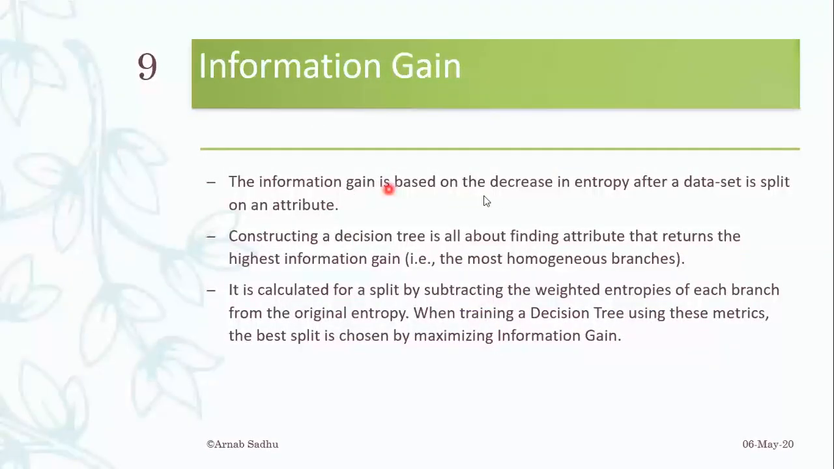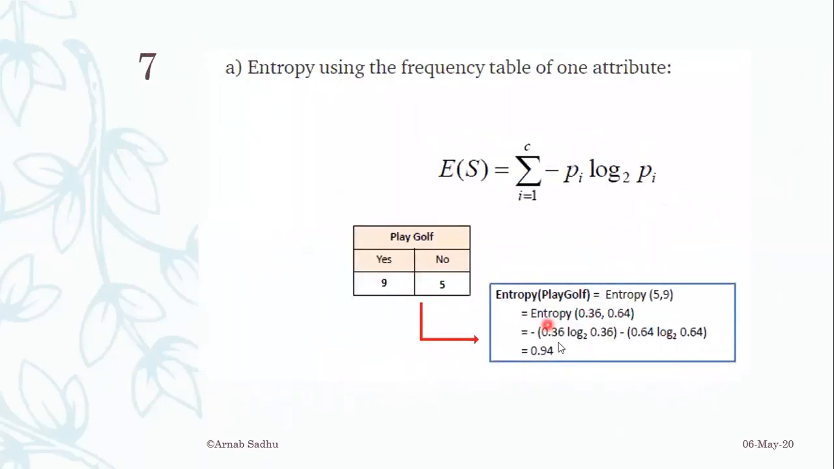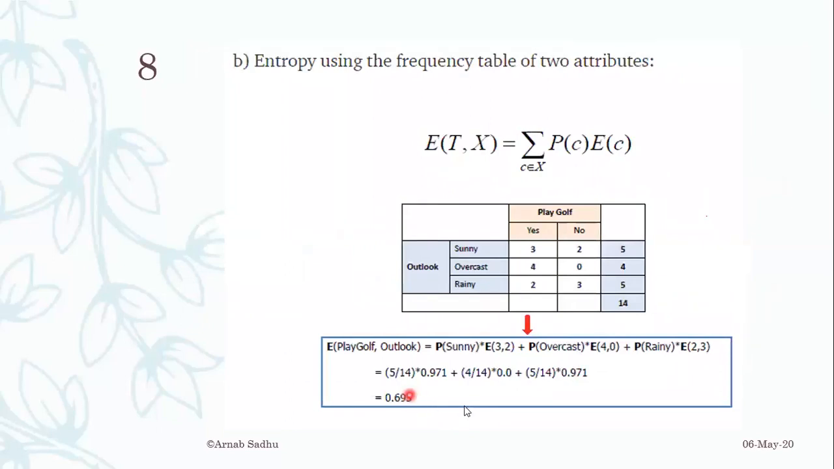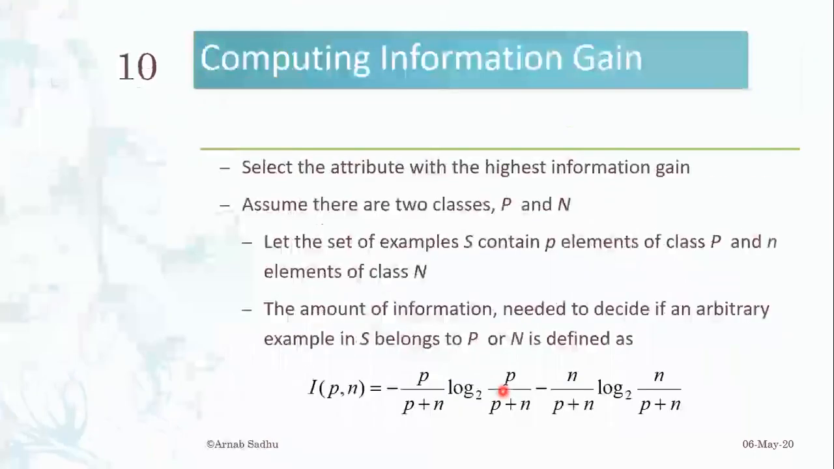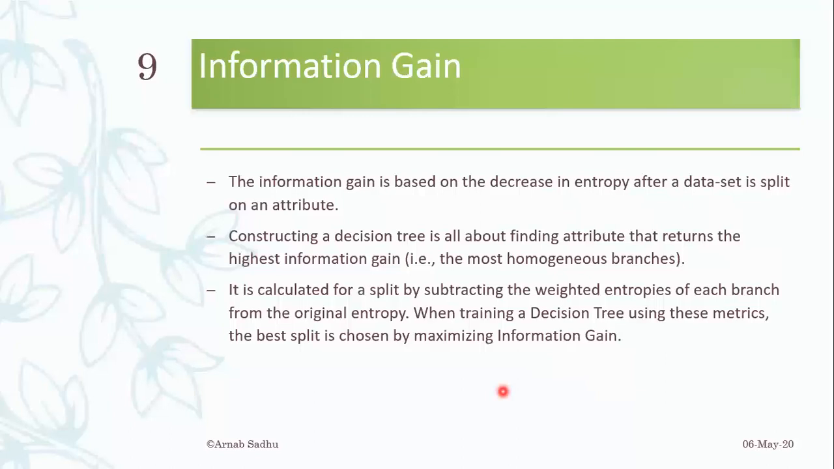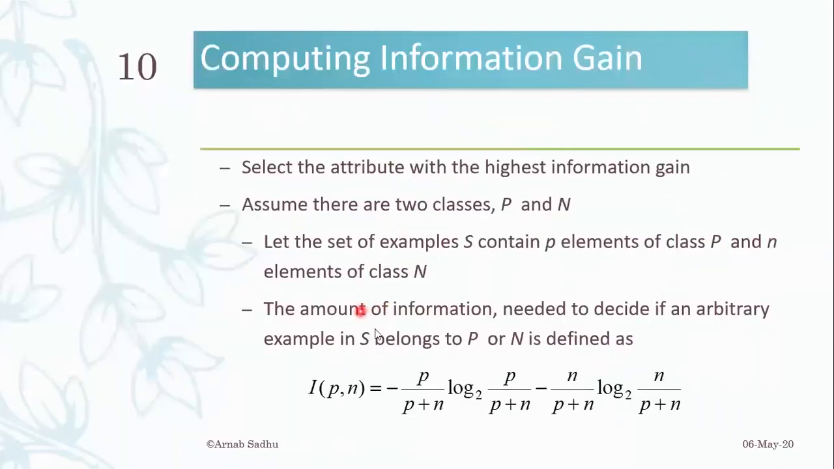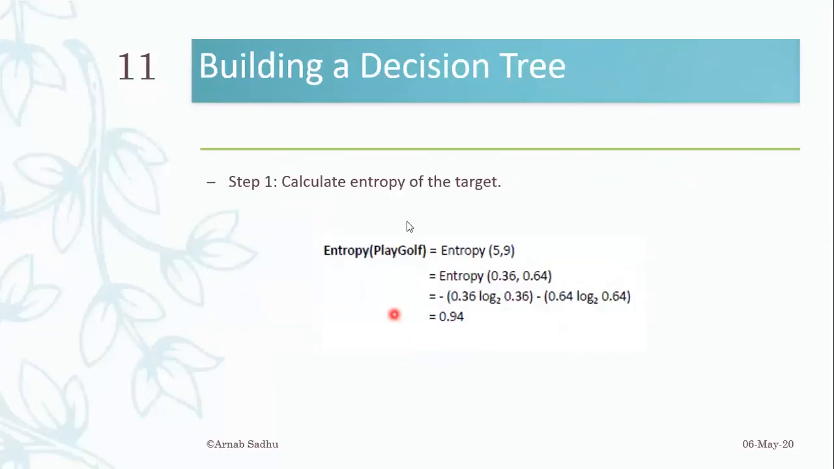Earlier the entropy was 0.94. So what is the information we have gained? The definition of information gain says that it is the decrease in entropy after a data set has been split. So how much have we decreased? From 0.94 entropy we have decreased to 0.693. So 0.94 minus 0.69, whatever it is, 0.25 like that, that will be the information gain. It is calculated for a split by subtracting the weighted entropies for each branch from the original entropy when the training decision tree has to be made.